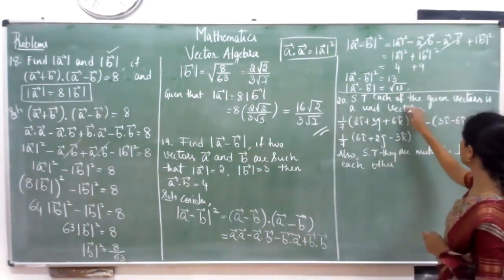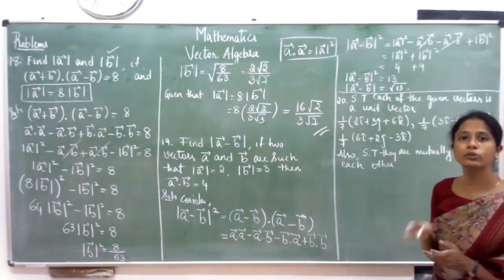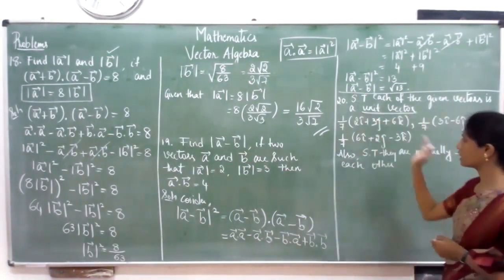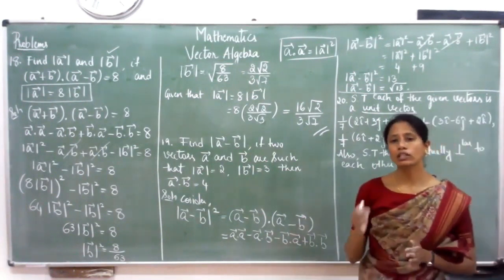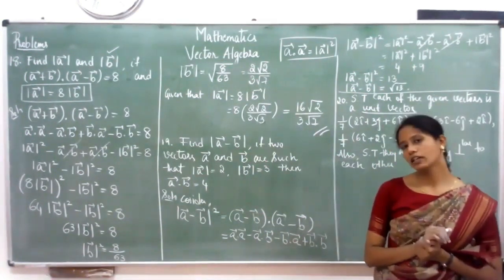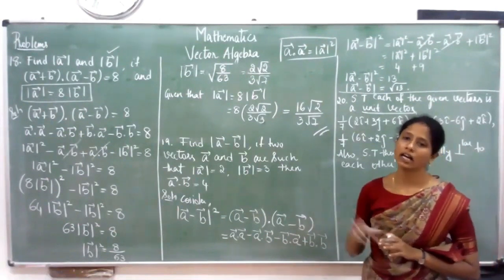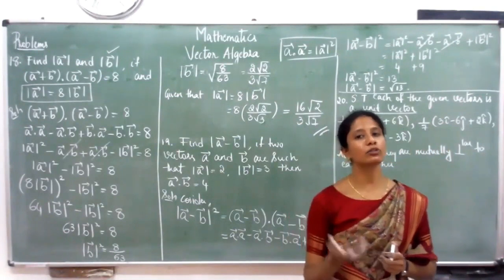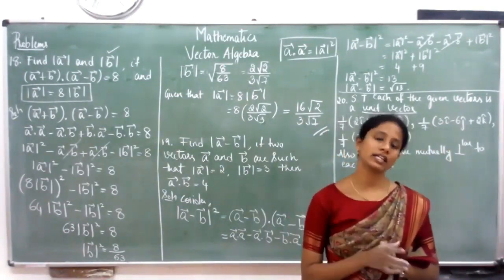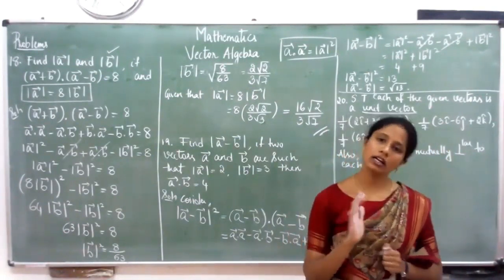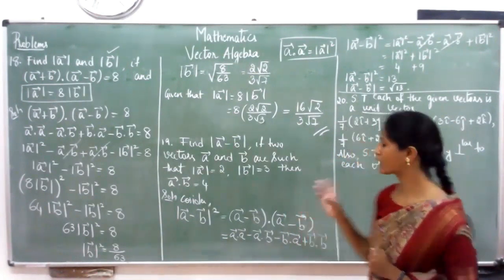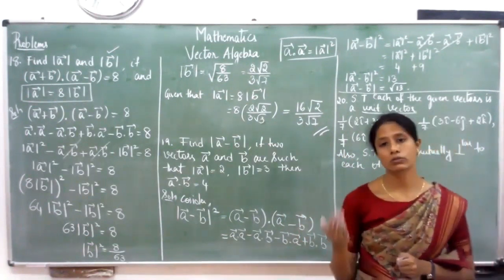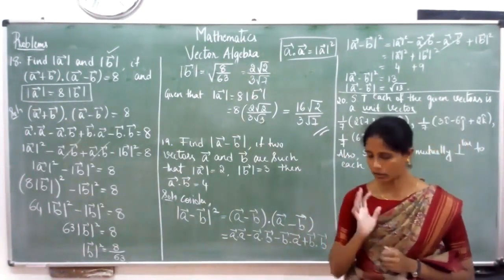Show that each of the given vectors is a unit vector. This is your first question. Friends, they have given 3 vectors, and we need to prove all 3 vectors separately as unit vectors. How do we tell a given vector is a unit vector? When we get the magnitude of that vector as 1, then we can say that the given vector is a unit vector. So let us find the magnitude for each of these vectors, and if we get a magnitude of 1, then definitely it is a unit vector.